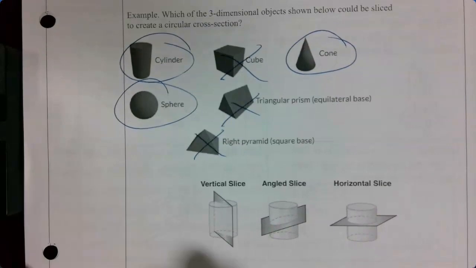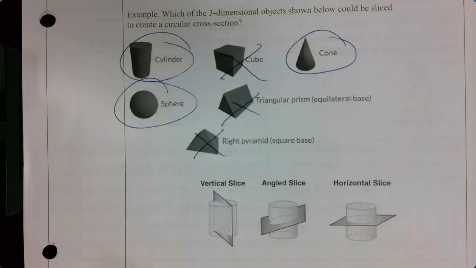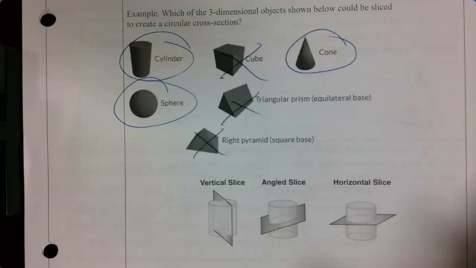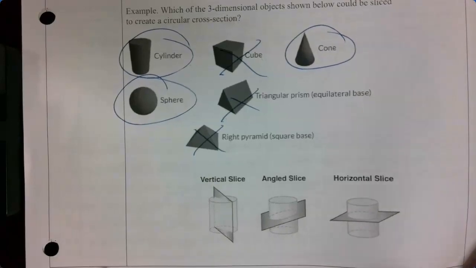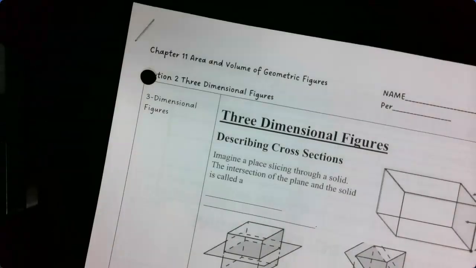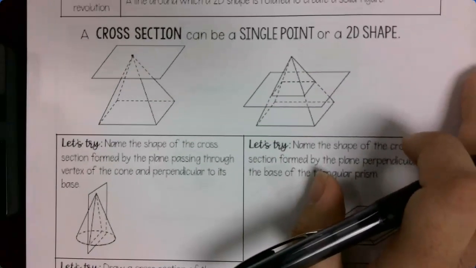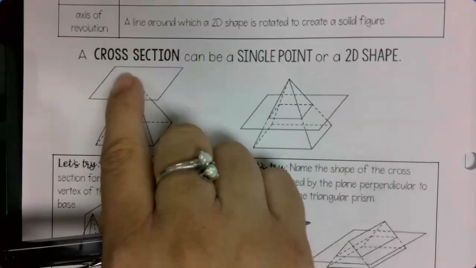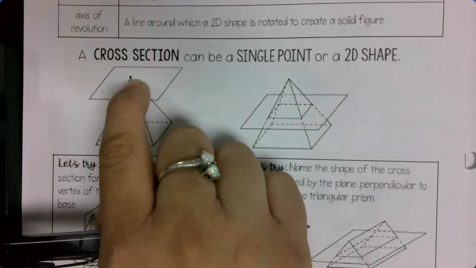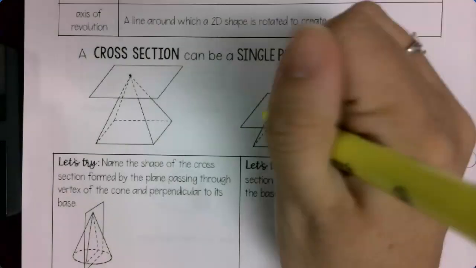So, just down below I have the different ways I can cut an object. I can cut it vertically, angled, or horizontally. So cross-sections can be a single point or a two-dimensional shape. So up here it's touching at the very top, which is just a point. Down here it is touching and making that square in the middle.